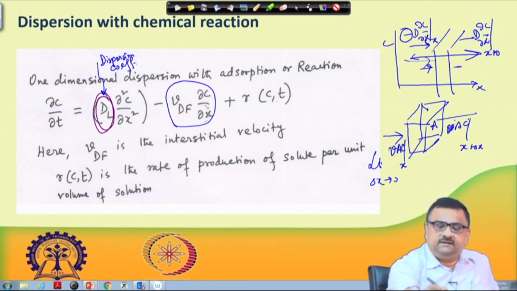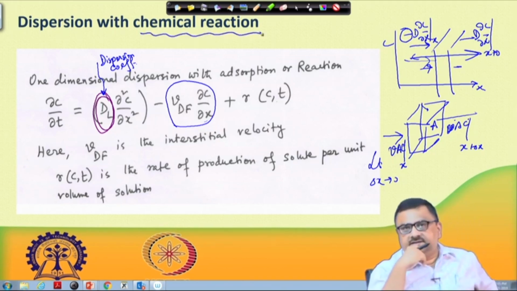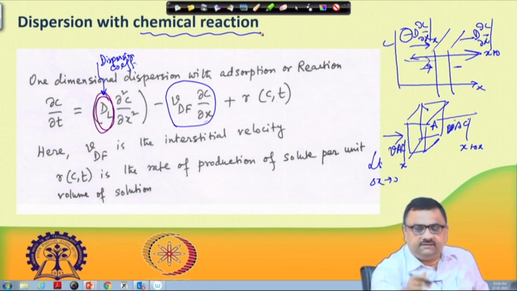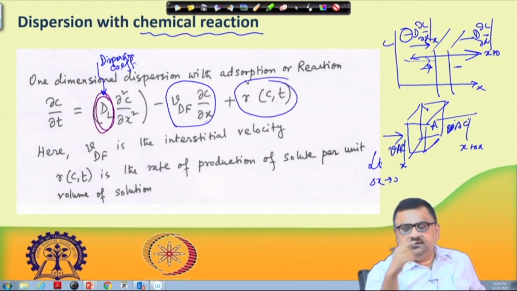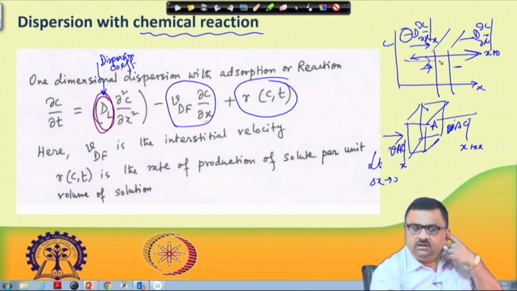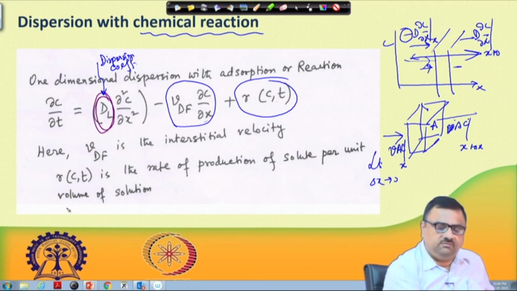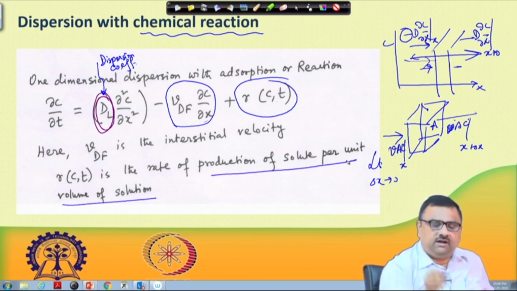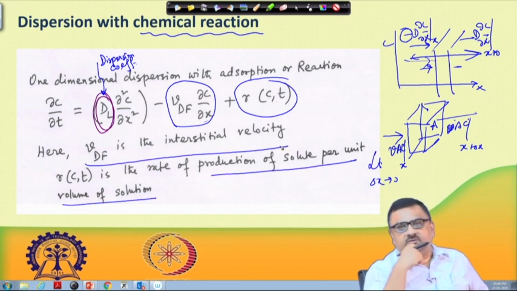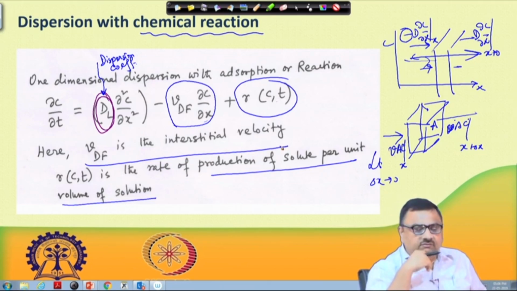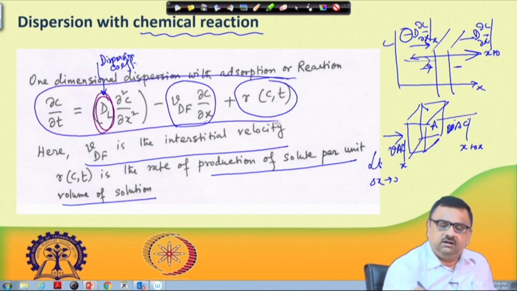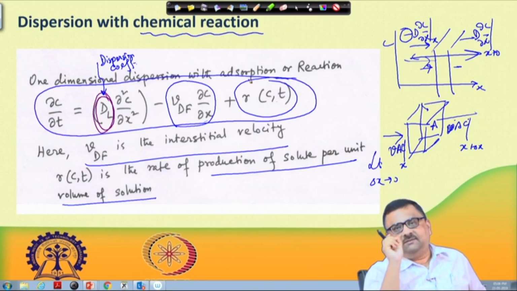Now, suppose there is a chemical reaction. If there is a chemical reaction, then one must consider another reaction term. That means, within this volume, if there is a reaction taking place, since I am writing it as plus, RCT is the rate of production of solute per unit volume of solution. And mind it, when we are applying this to a porous medium, VDF has to be the interstitial velocity.